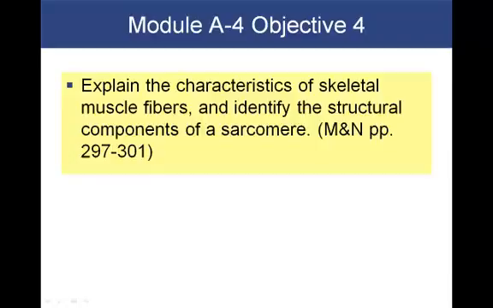This is Module A4, Objective 4. We're going to look at the characteristics of the muscle fiber and identify all the components of the sarcomere.